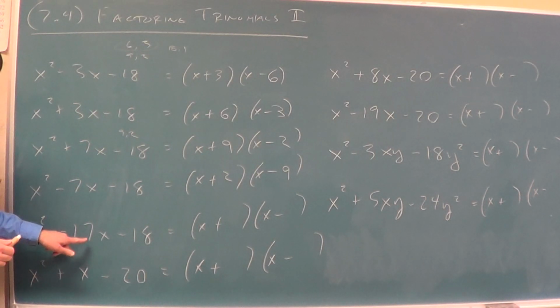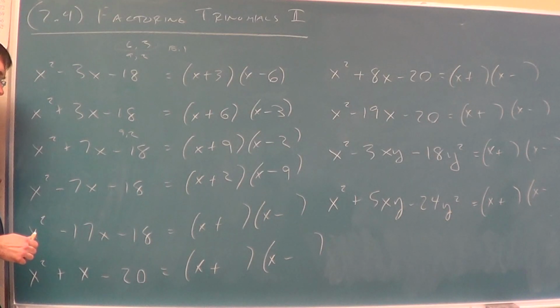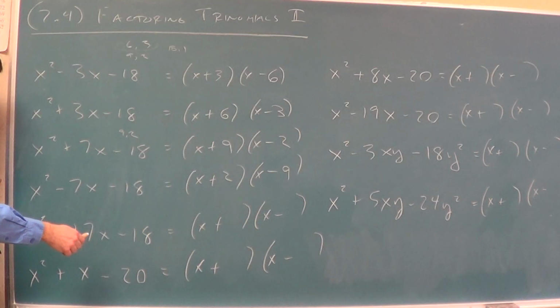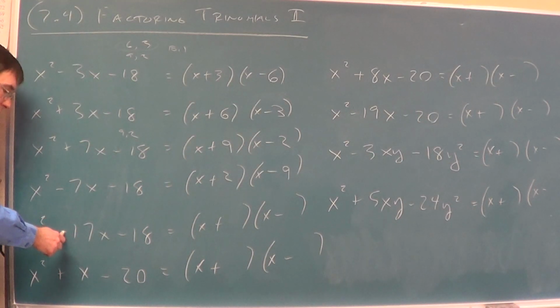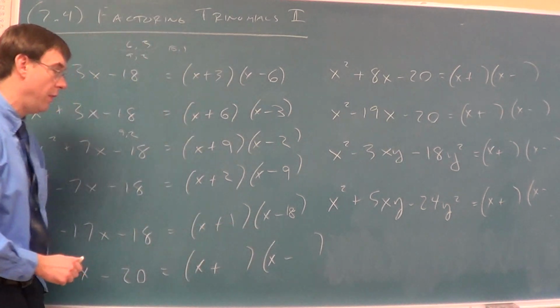Okay. For this one, multiply to 18, but subtract to 17. 18 and 1. Who's going where sign-wise? 18 is negative. 18 with the minus. That sign's going to take the bigger one, leaves us the 1 there.